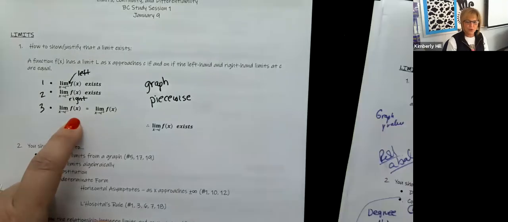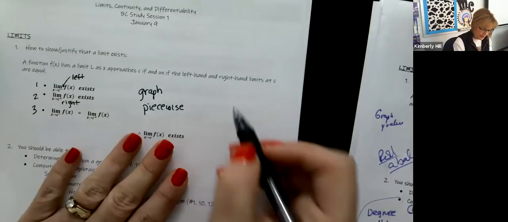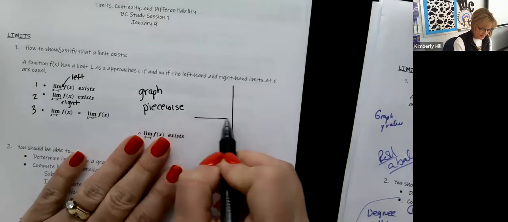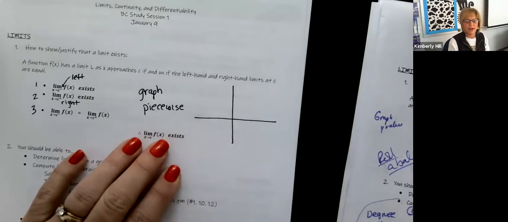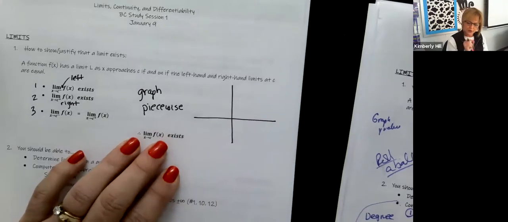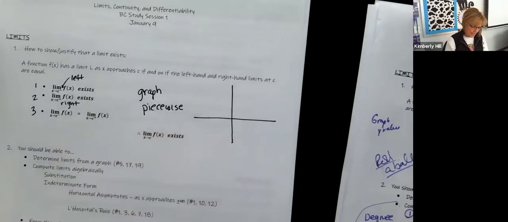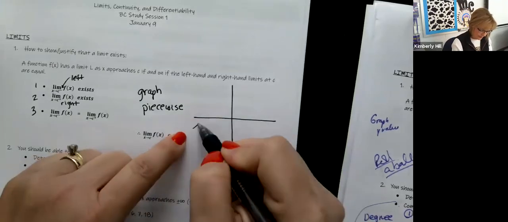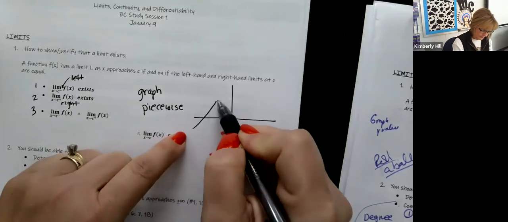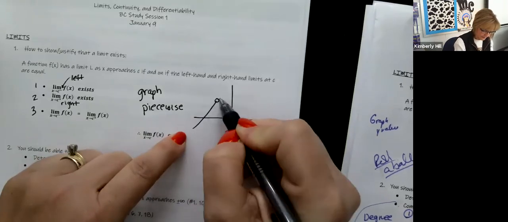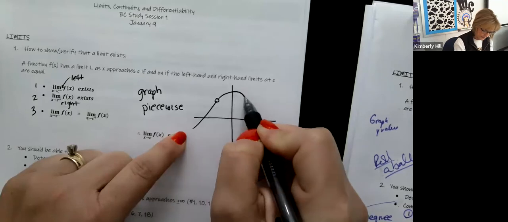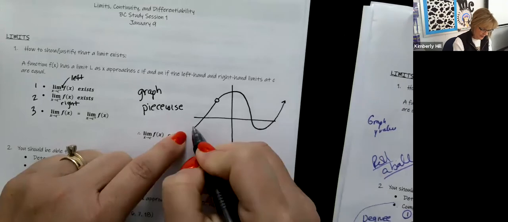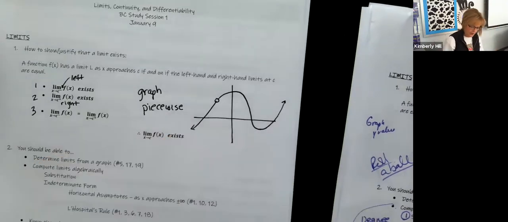So just real quick, if we are thinking about a graph and we're trying to decide, does a limit exist from a graph? I wanted to give you at least one little piece here on the front so you could see it. So let's say our graph looks like this. It doesn't have to be perfect. It doesn't have to be anything special.